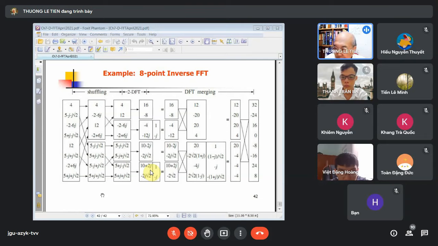Forward has just 2, inverse has 3. For the forward DFT or FFT, we can use the matrix form or the discrete form. But for the inverse, we have 3 formulas: 2 are in matrix form and 1 is in discrete form.